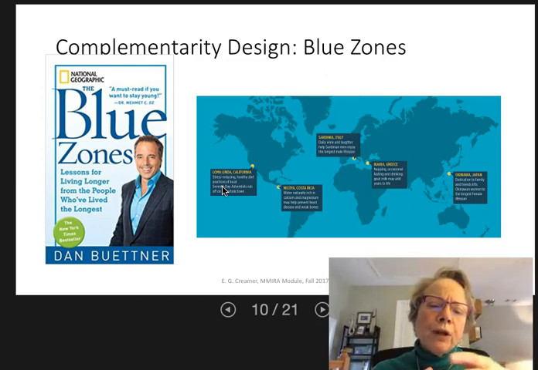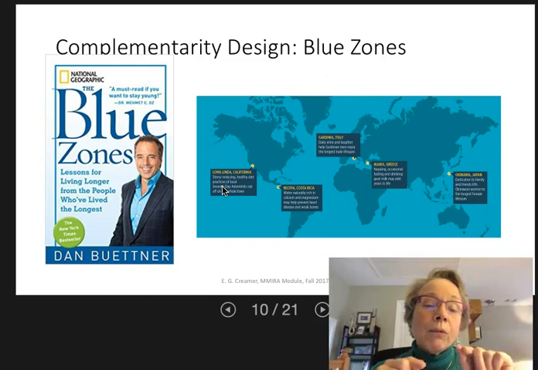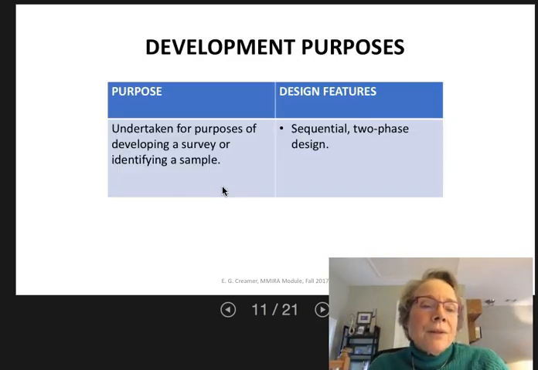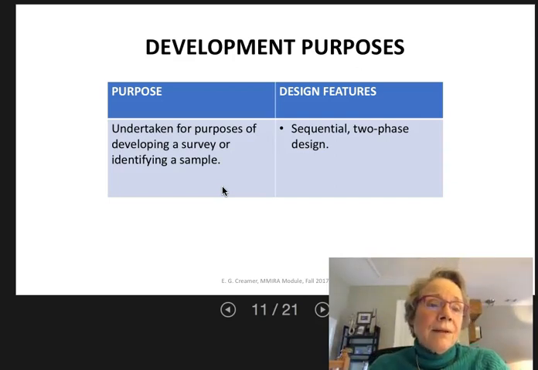So it could fit under many designs if you looked at it in phases. If you look at the whole study, I think the purpose of mixing fits nicely under this complementarity design. I mentioned that the development design is an easy one to recognize. It's an easy one to tag.